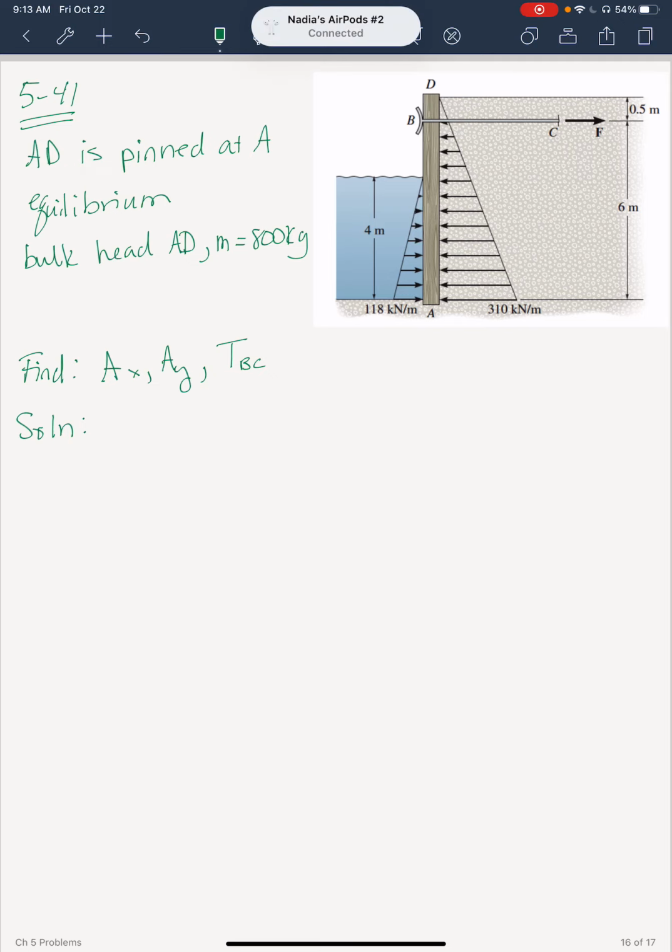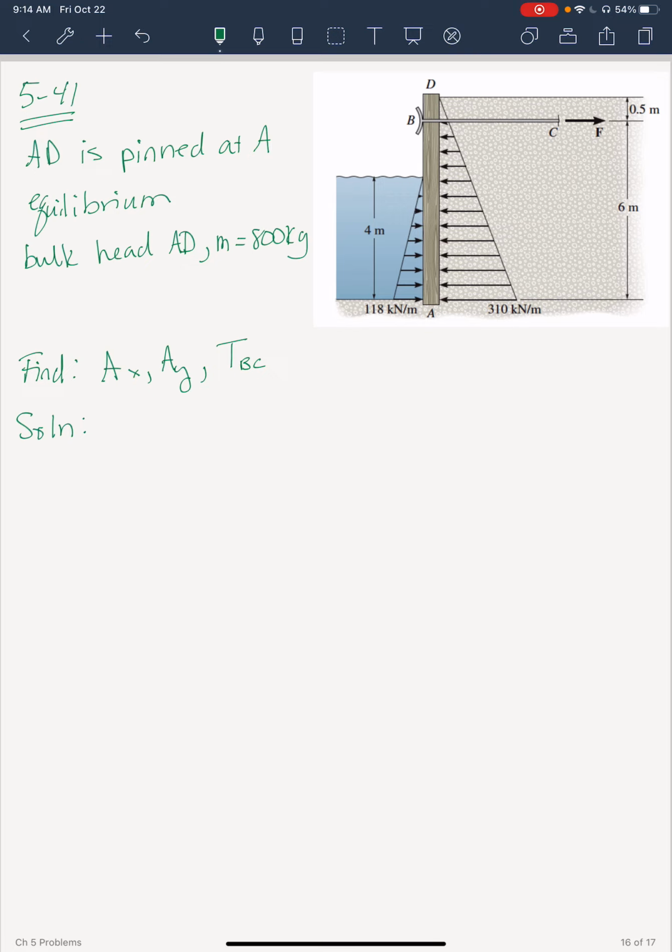This is problem 541. I'll read the problem statement. It says the bulkhead AD is subjected to both water and soil backfill pressures. Assuming AD is pinned to the ground at A, determine the horizontal and vertical reactions there, and also the required tension in the ground anchor BC necessary for equilibrium. The bulkhead has a mass of 800 kilograms.